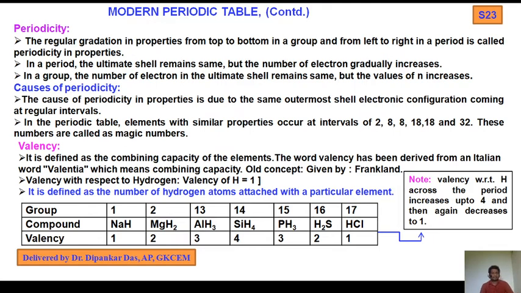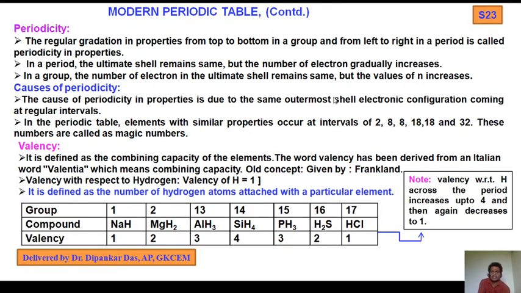Now periodicity. The regular gradation in properties from top to bottom in a group and from left to right in a period is called periodicity in properties. In a period, the ultimate cell remains the same, but the number of electrons gradually increases.